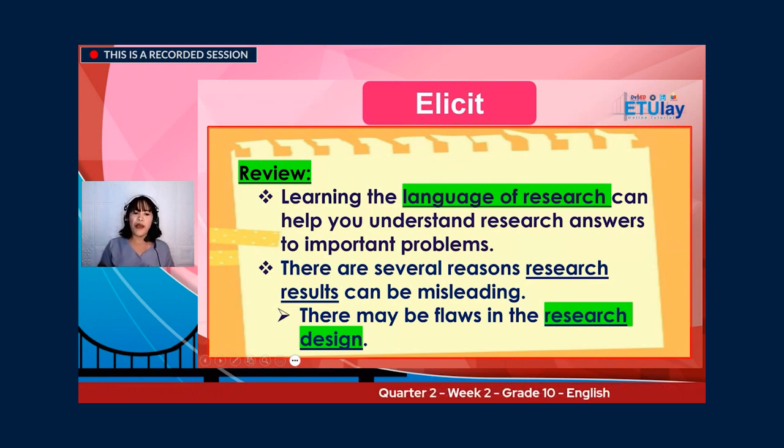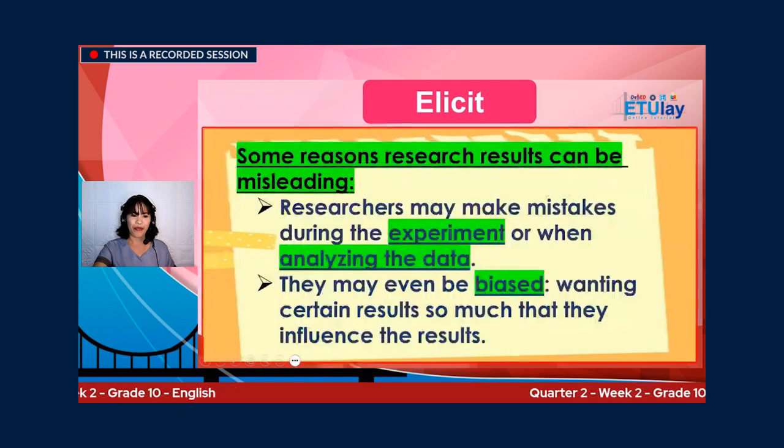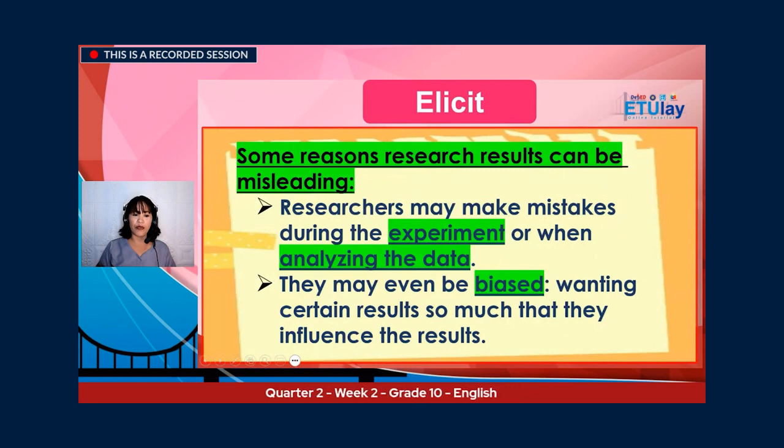First, there may be flaws in the research design. Sometimes the research design might have problem. Another reason why research results can be misleading is researchers may make mistakes during the experiment or when analyzing the data. And sometimes they may even be biased, wanting certain results so much that they influence the results. Please take note of that, wanderers.